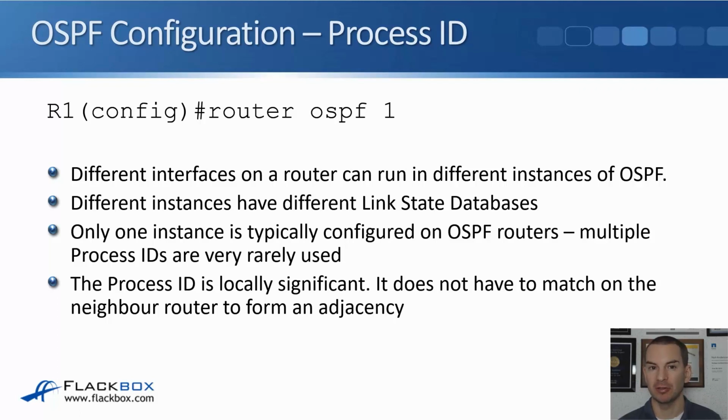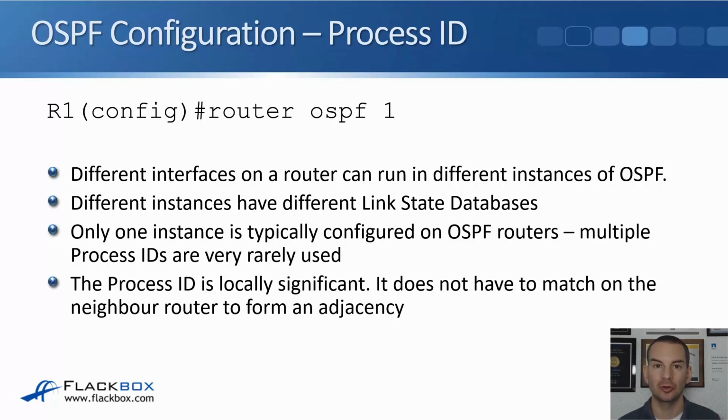Different interfaces on a router can run in different instances or different process IDs of OSPF. Different instances have different link state databases, so they run separately. Only one instance is typically configured on OSPF routers. Multiple process IDs are very rarely used. It's not normal to have different process IDs on the router.